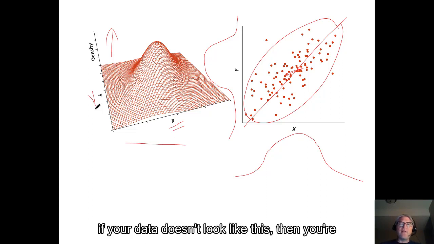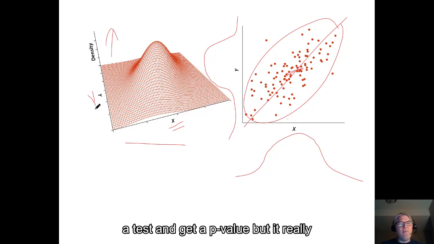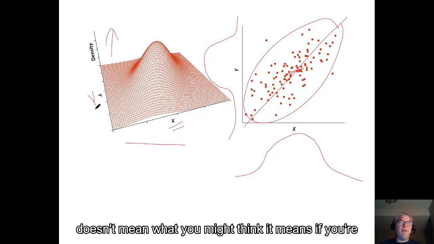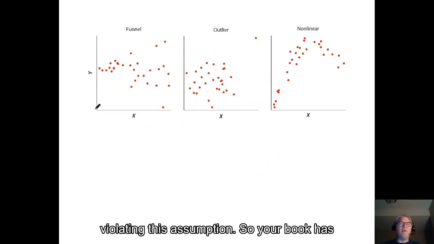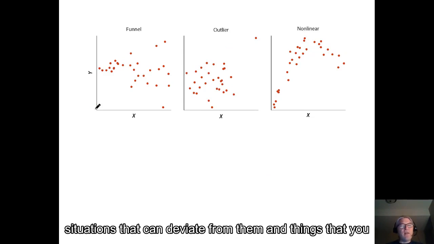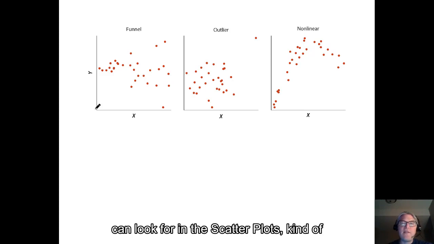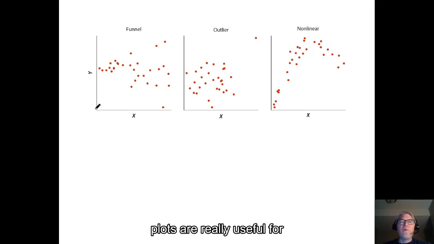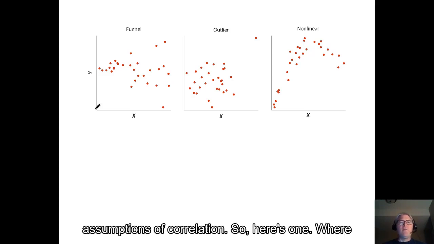So if your data doesn't look like this, then you're violating the assumptions. You can run a test and get a p-value, but it really doesn't mean what you might think it means if you're violating those assumptions. So your book has several examples of situations that can deviate from them and things that you can look for in the scatter plots. Scatter plots are really useful for looking for deviations from the assumptions of regression.